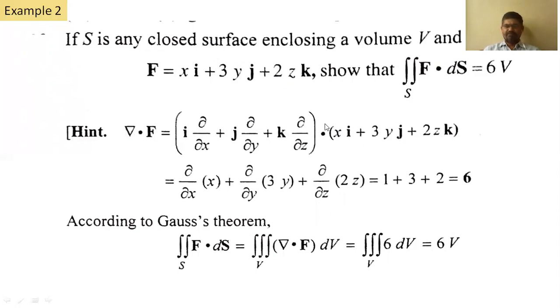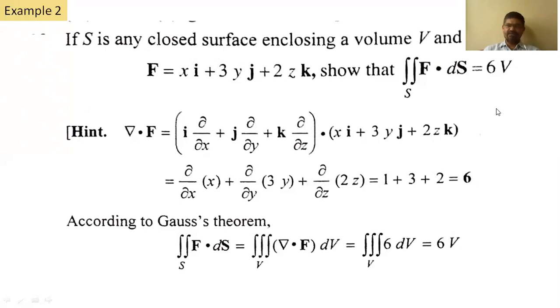So performing the dot product, i dot i is 1, ∂x/∂x, plus j dot j is 1, ∂(3y)/∂y, plus k dot k is 1, ∂(2z)/∂z. So here ∂x/∂x is 1, ∂/∂y of 3y is 3, ∂/∂z of 2z is 2. What do we get here? 1 plus 3 plus 2, that is 6.